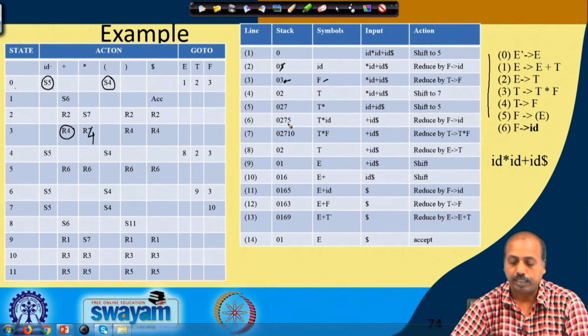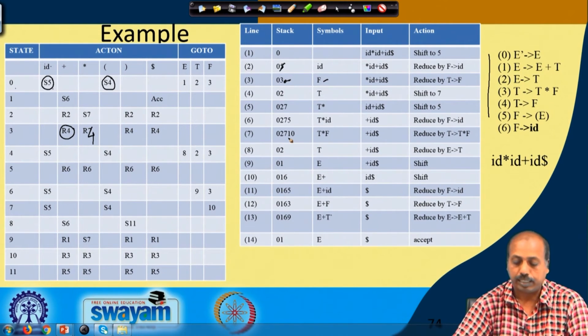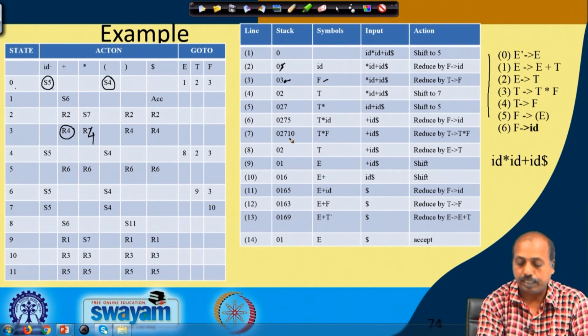So, that is put into the stack. Now, 5 and plus. So, 5 plus says reduce by rule number 6, rule F producing ID. So, it will be taking out ID from the stack, replacing it by F, and then F is put into the stack. From this, 5 is also gone, and from this, 7 F. So, 7 F will tell that the goto is goto 10. So, this 10 is put into the stack. So, the new state is state 10.